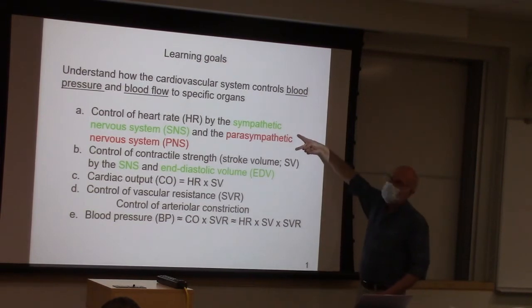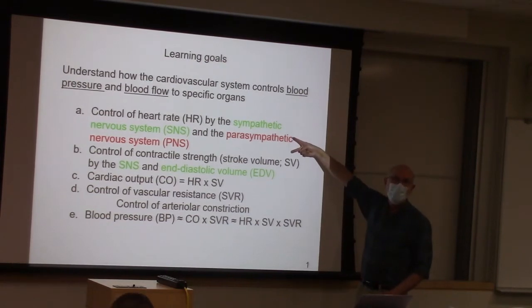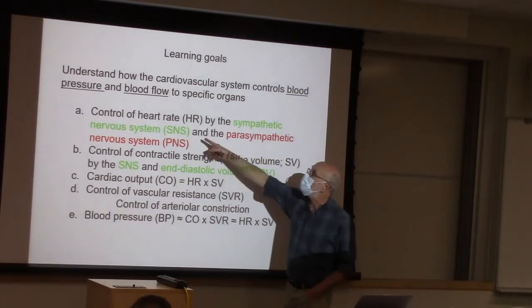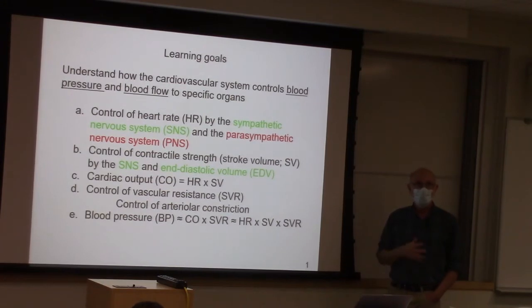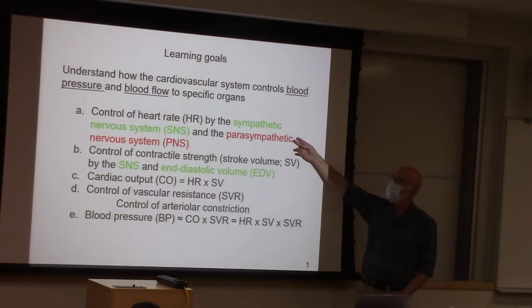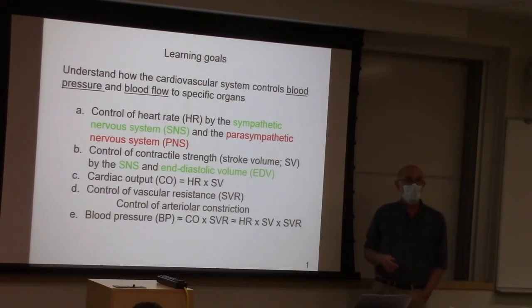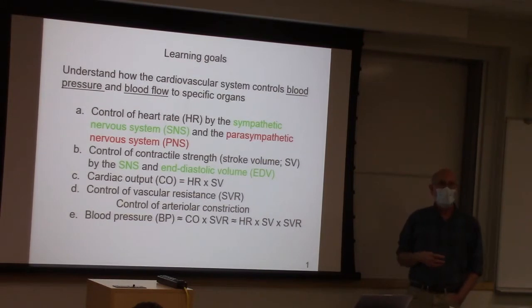So you know, this one you already know. This one we have covered. How the sympathetic nervous system increases the heart rate by the mechanisms that we covered on Monday, and how the parasympathetic nervous system slows the heart rate. And we can talk about that during the breakout if you have questions.